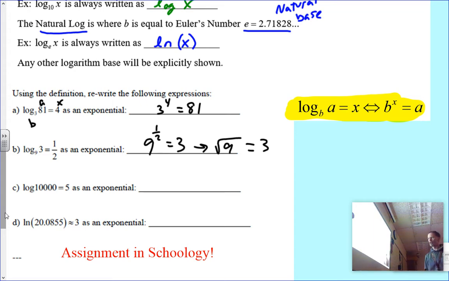How about letter C? There should actually be another 0 in here. That's kind of a typo. It should be 100,000, not 10,000. So log of 100,000 equals 5. And again, remember what I said a second ago, there's no base there, so that means the base is 10. So this would be 10 to the 5th equals 100,000.